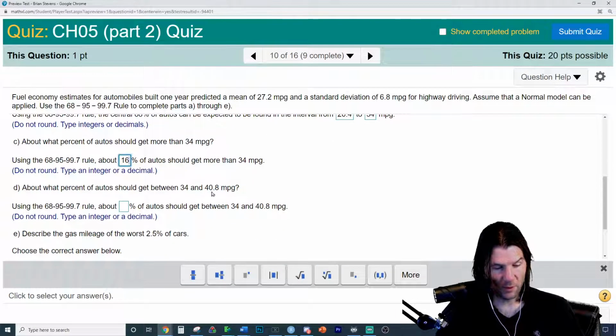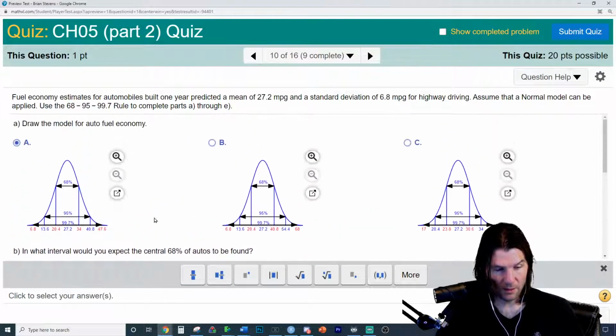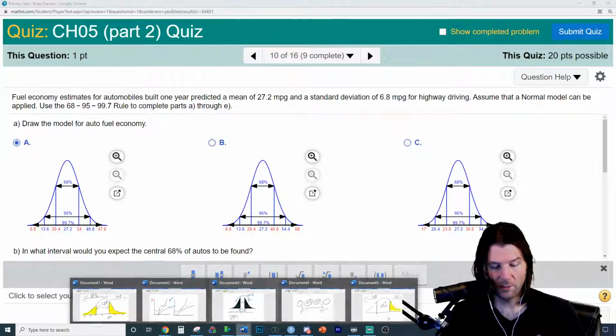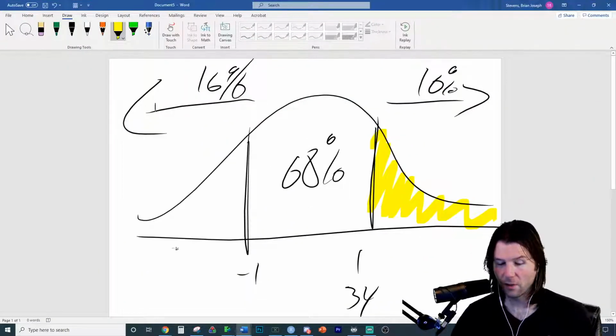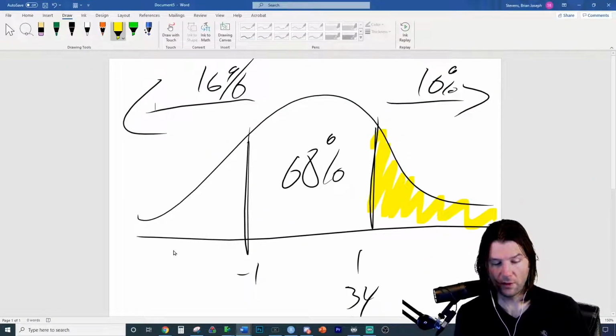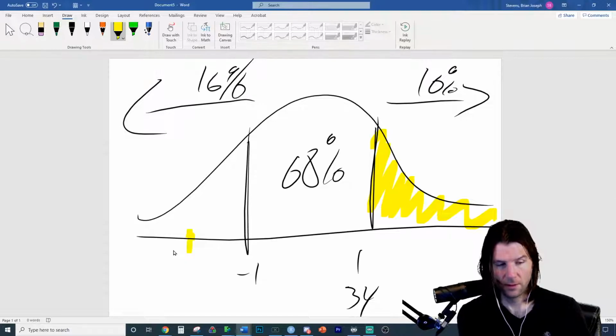And what percent of values should get between 34 and 40.8? 34 and 40.8 is between a z-score of 1 and 2. So this is where it gets pretty interesting, and we already have part of the graphic up. So now we need to go further and go to -2 and +2.